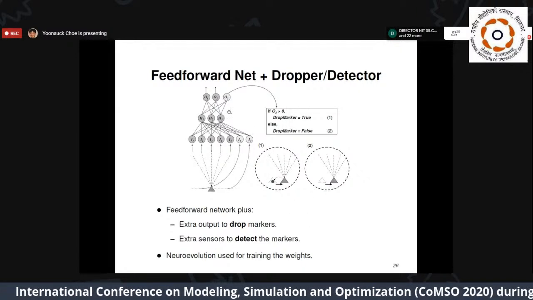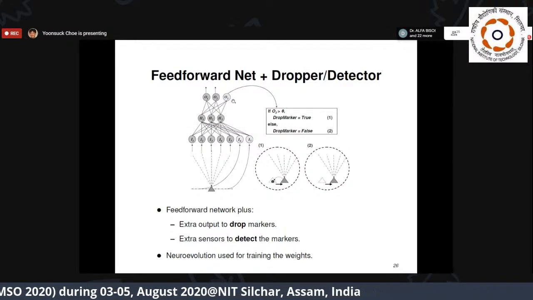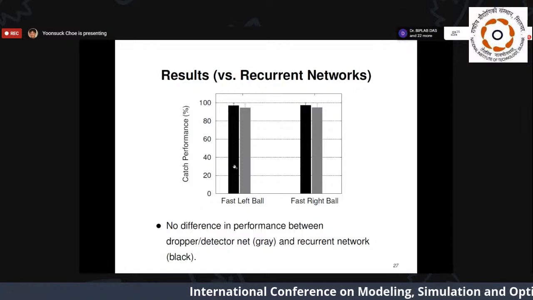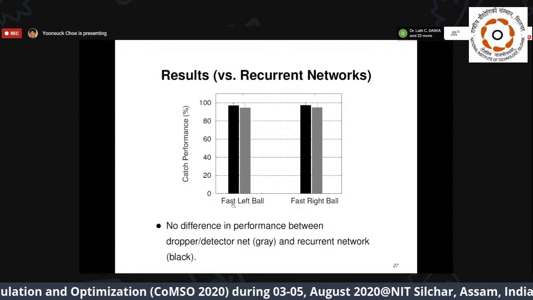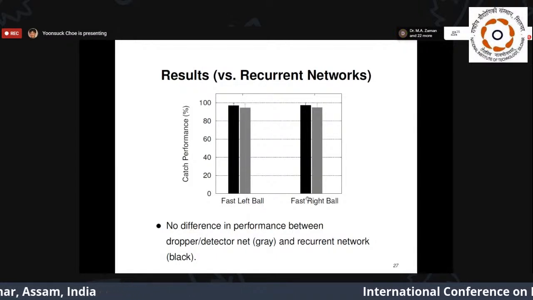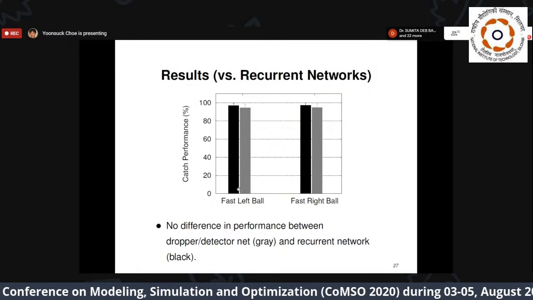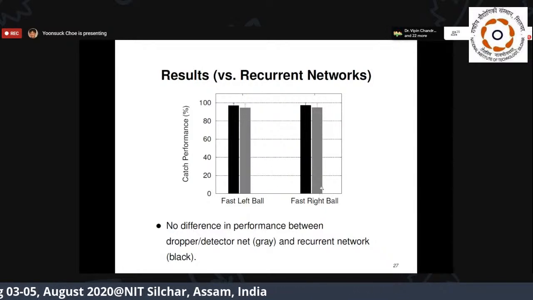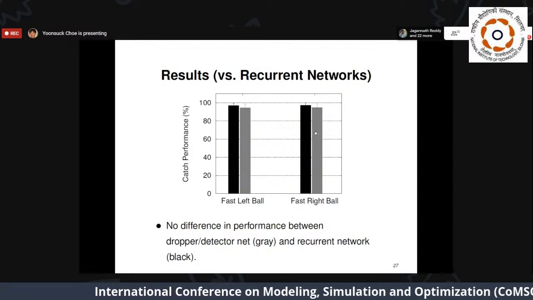So just by adding this, and not changing the topology, we were able to show that this kind of feed-forward neural network with a dropper and a detector was able to solve this task quite well. Here we are comparing this dropper and detector net, which is the gray bar. How many times can it pick up the fast left ball and fast right ball? You have to be very close to 100% on both, because otherwise if you just have a default behavior, one fast left ball would be 100%, but the other one would be 0%. And compared to the recurrent neural network, you can see that the performance is comparable.